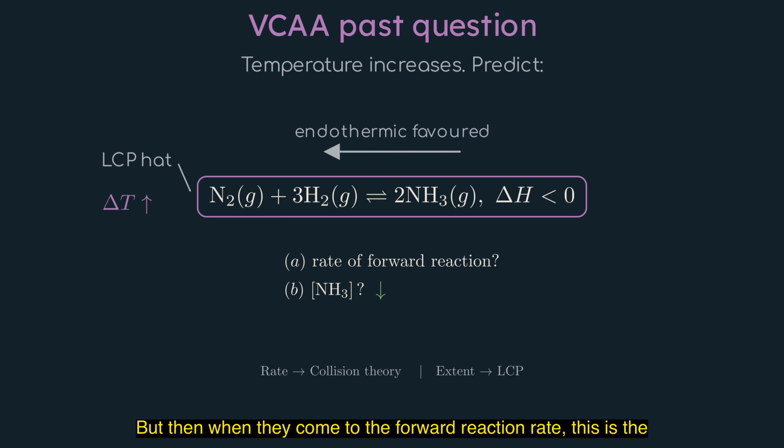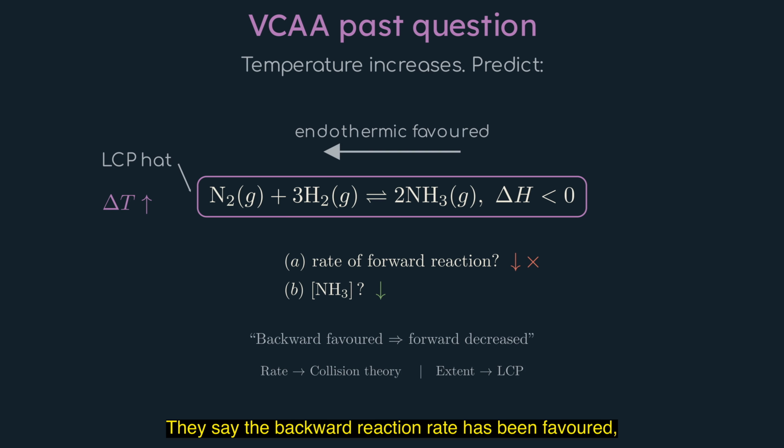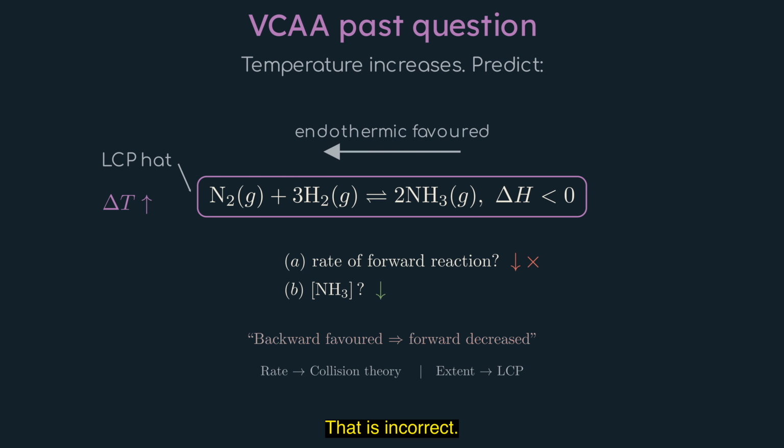But then when they come to the forward reaction rate, this is the critical mistake people make. They say the backward reaction rate has been favored, so that must mean the forward reaction rate went down. It is decreasing. That is incorrect. So let's explore this.